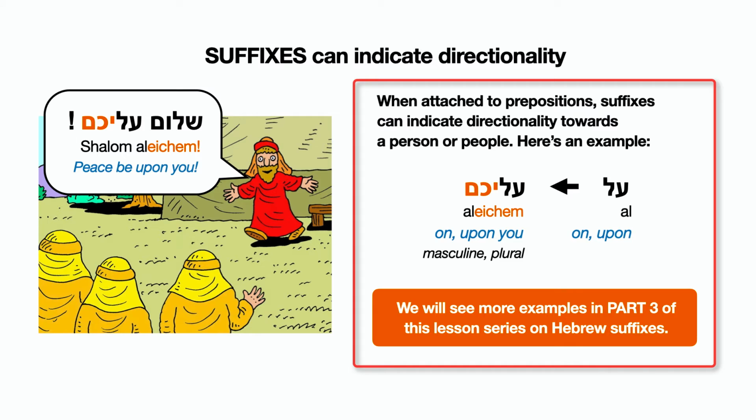Okay, when we're talking to masculine people, right? And that there are many. So masculine plural. Okay, when we're addressing masculine plural people, so we say alechem. Echem is the suffix for that. We will see more examples in part 3 of this lesson series.